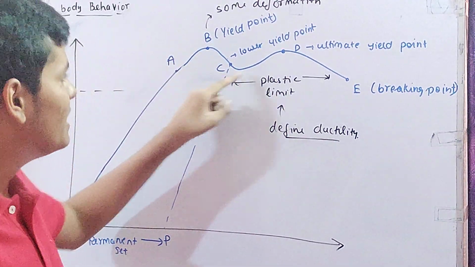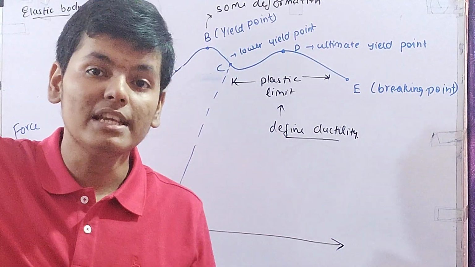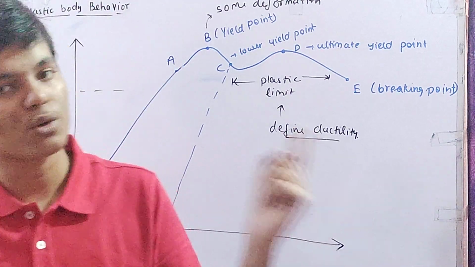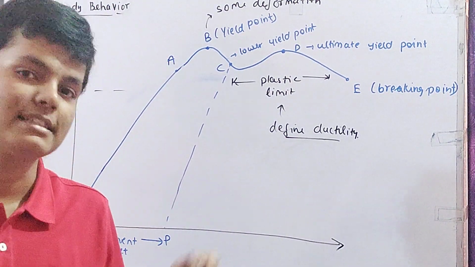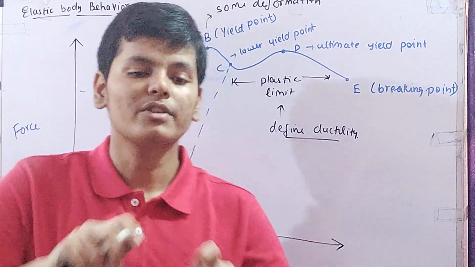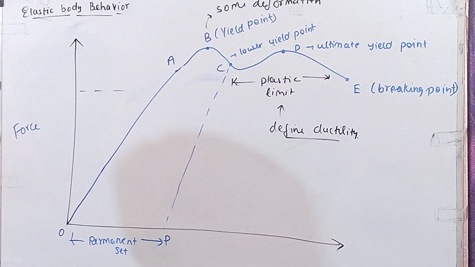At point D onwards, after point C, if you try to leave the object, when you relax the force, the object does not go back to its original position. It stays as it is. And then point E is called the ultimate point or breaking point, after which if you apply force, the object breaks. So this was the elastic body behavior.